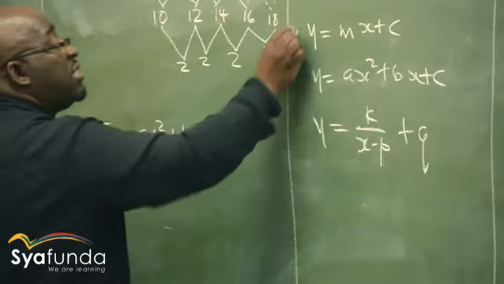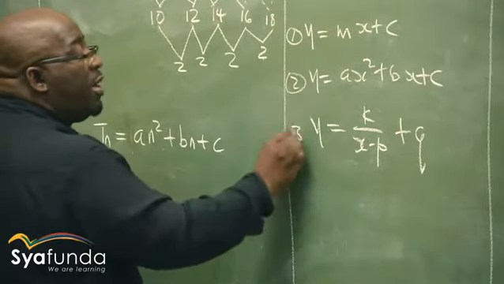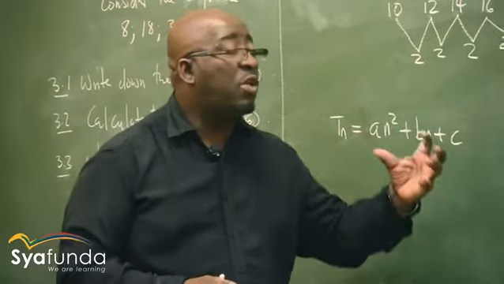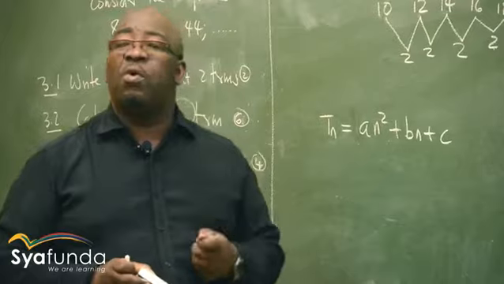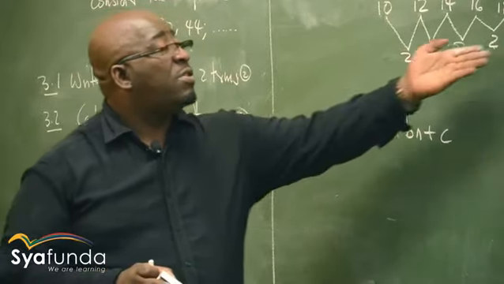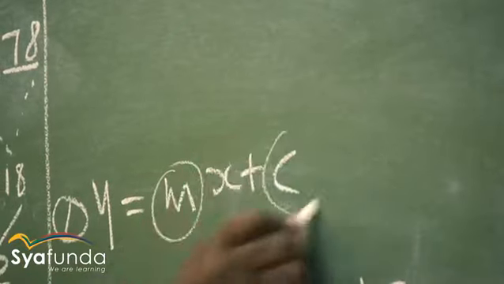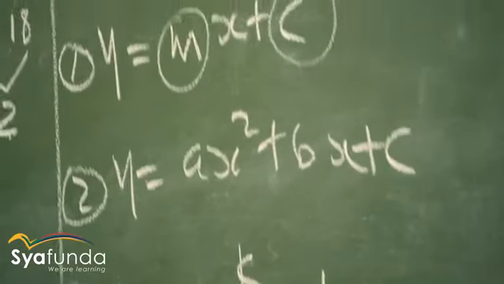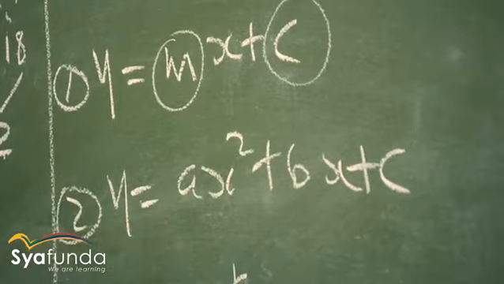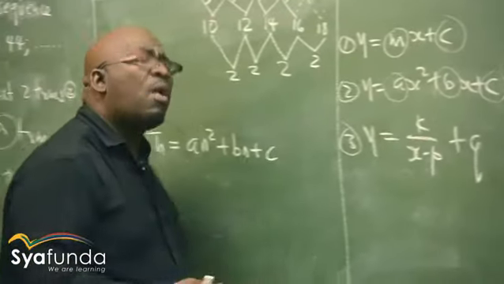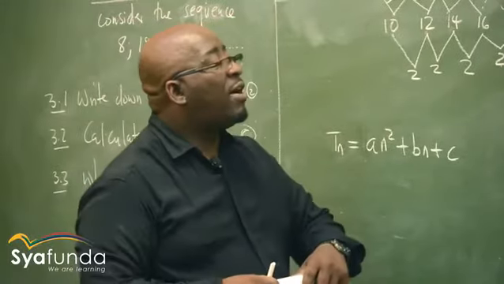If the question says find the equation, look at that question. In number one, we have to find the equation, so we find m and c. In the second question, we have to find the equation of a parabola, so we find A, B, and C. We have to find the equation.